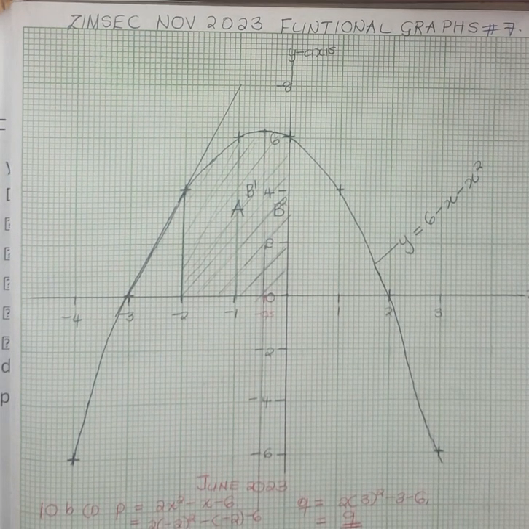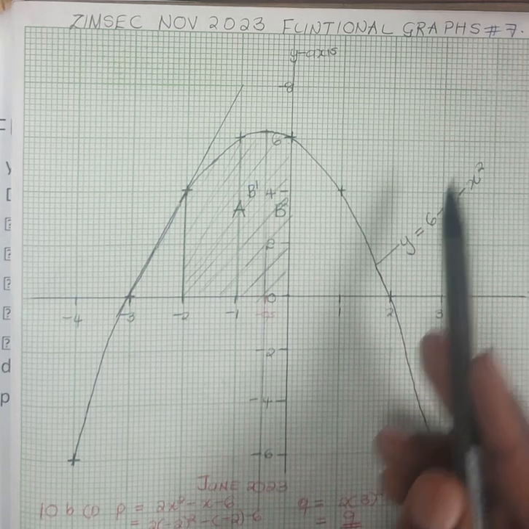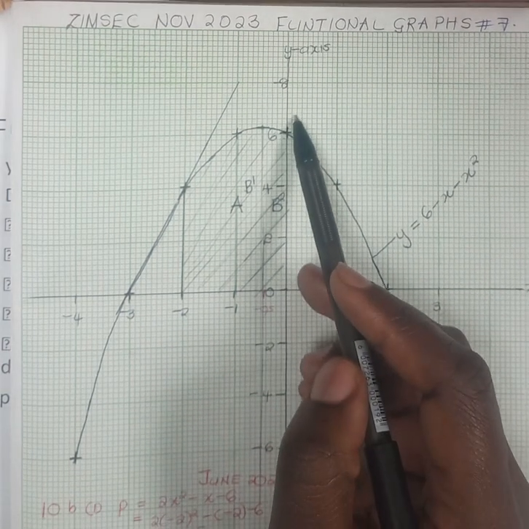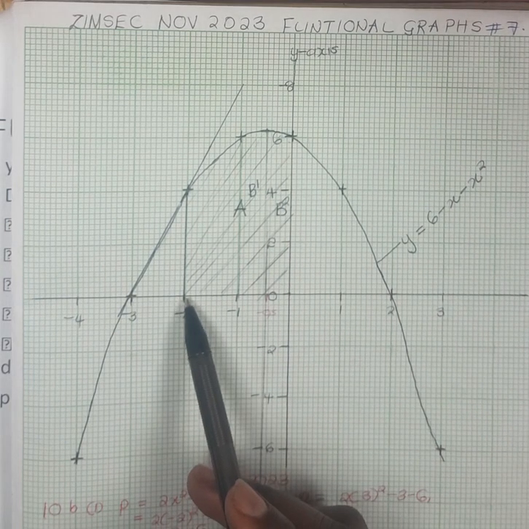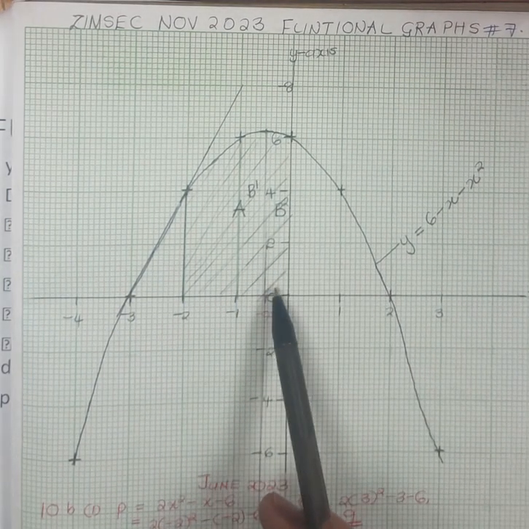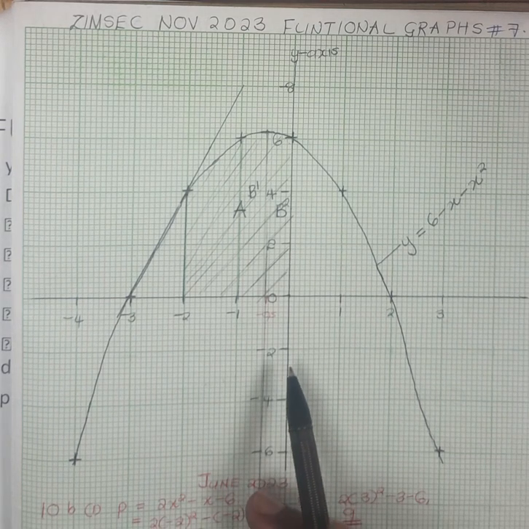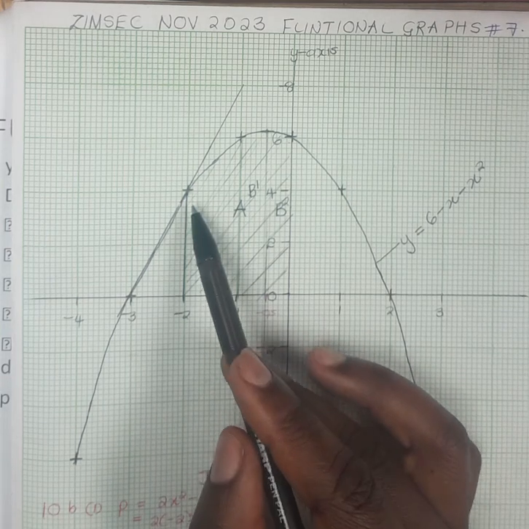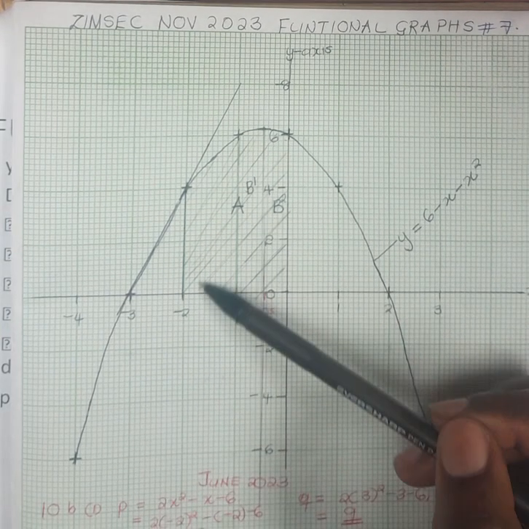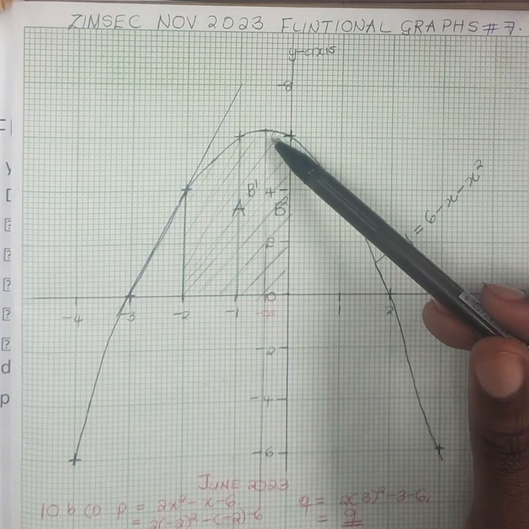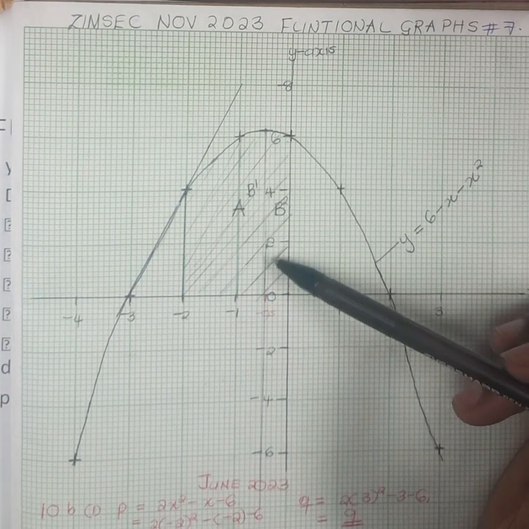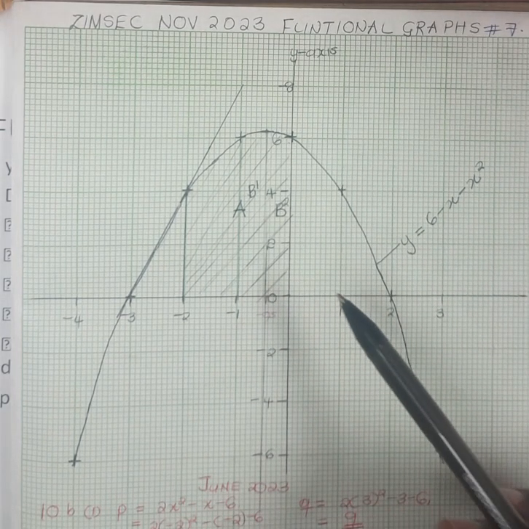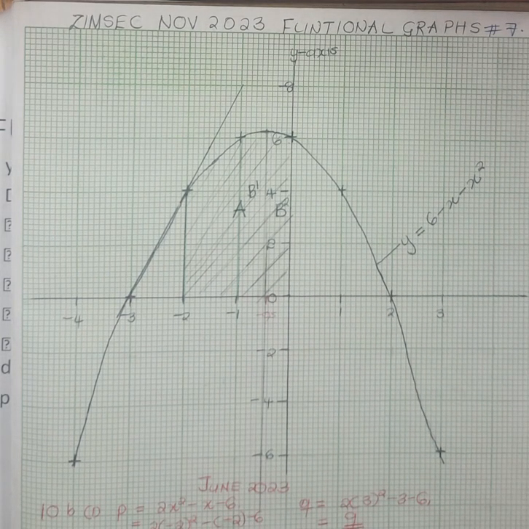So the question is saying area bounded by the graph, the x-axis, the y-axis, and also the line x is equal to minus 2. So this is the region that is being described. And we are going to divide our area into trapeziums. We have this trapezium A from this portion to this portion. We find the area of this portion, and also we find the area of this trapezium and the area of this trapezium. We add together in order to find the area bounded by the graph, the x-axis, the y-axis, and the line x is equal to minus 2.